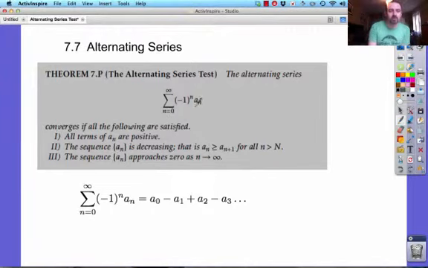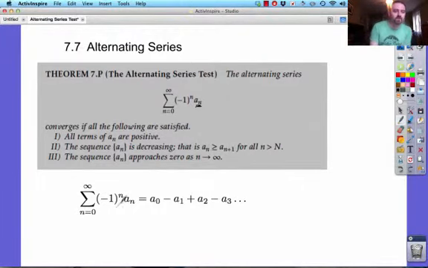These are all positive, aside from the positive and negative here. The sequence a sub n is decreasing for all n past a certain point. That means it's strictly decreasing, or I guess non-strict, but we can't have points going up like this after a certain point. We can't have this sort of thing happening. And the sequence approaches 0 as n goes to infinity. If those three things happen, then the series is convergent.